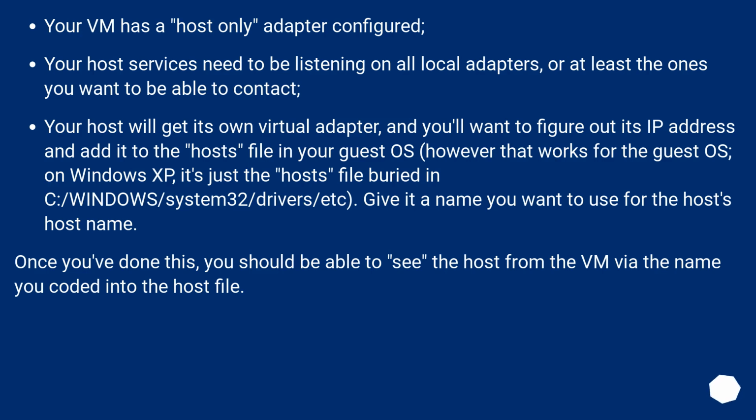However that works for the guest OS. On Windows XP, it's just the hosts file buried in system32 drivers etc. Add a line with the host's IP address, followed by a name you want to use for the host's hostname. Once you've done this, you should be able to see the host from the VM via the name you coded into the hosts file.